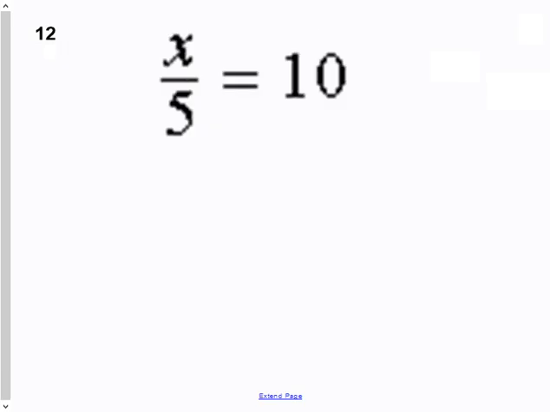I know this is pretty tough, so this is your last question, question 12. It took you a lot longer than you thought it would, but hopefully you're not all given up by now, but you're still working at it. So the last question says x divided by 5 is equal to 10. Go ahead and try and work it out, see what you do, and see if you get the right answer.